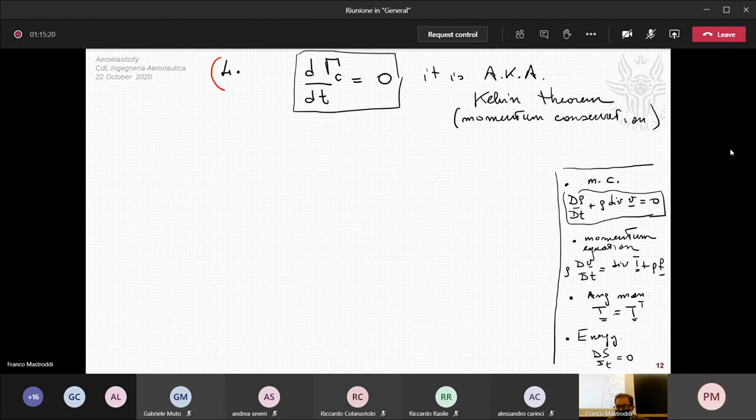Okay. Now, this theorem is based on this quantity, which is based on the momentum conservation.